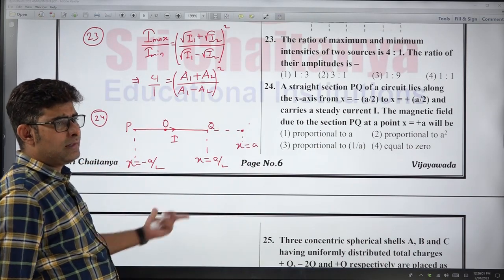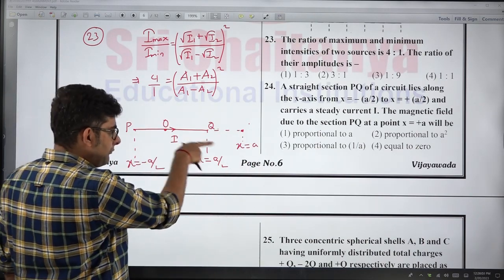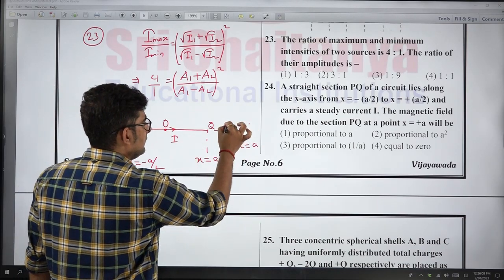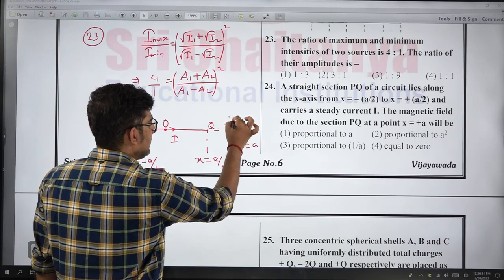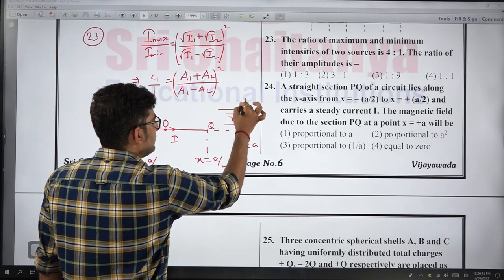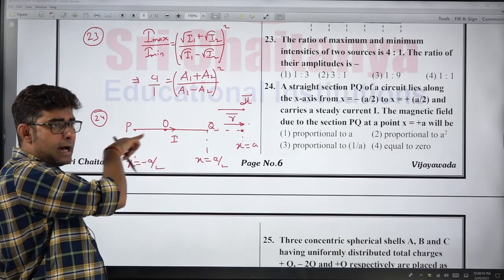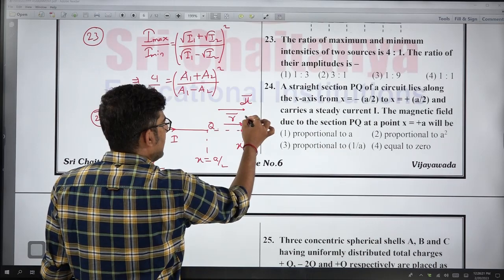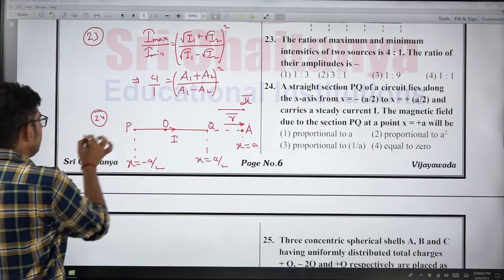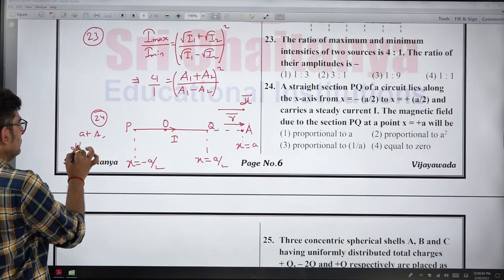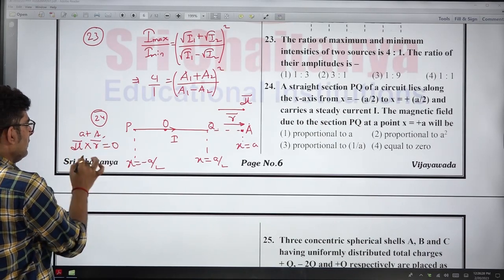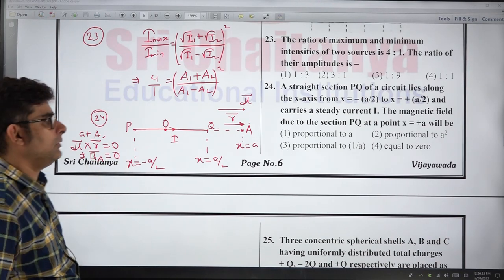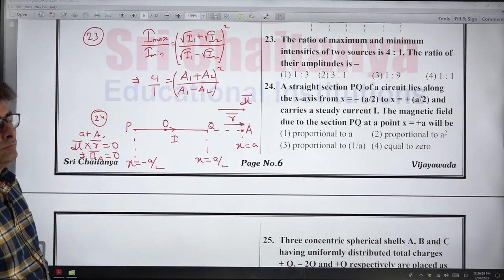What is the field? Answer will be 0. Reason being, field direction is found by dl cross r. Now you see at this point, this is the r vector and the dl vector. dl vector is taken along the current and r vector is taken towards the point. Suppose I take this point as a. So dl and r both are in the same direction. So at the point a, dl cross r will be equal to 0. So magnetic field at A will also be equal to 0. Okay.